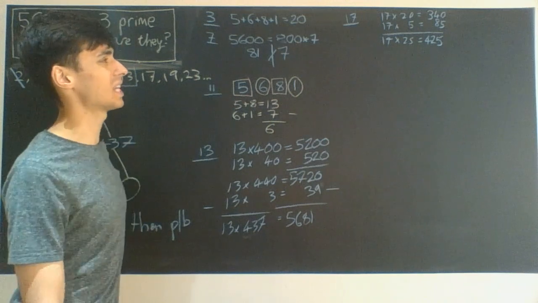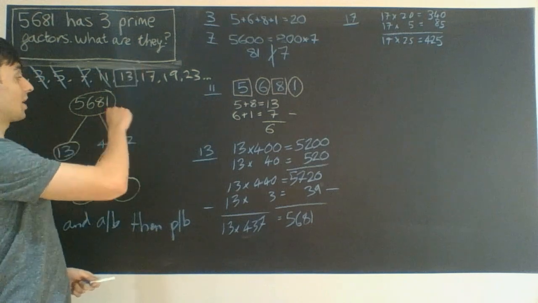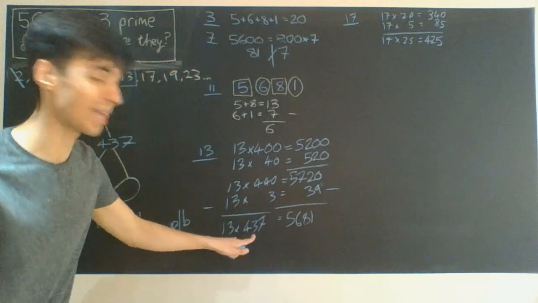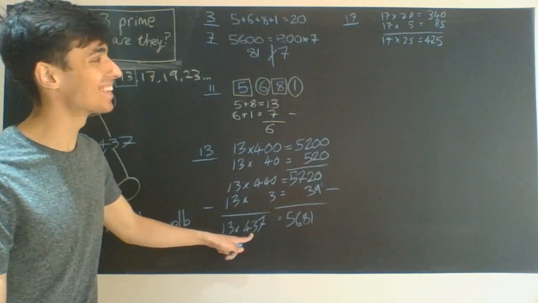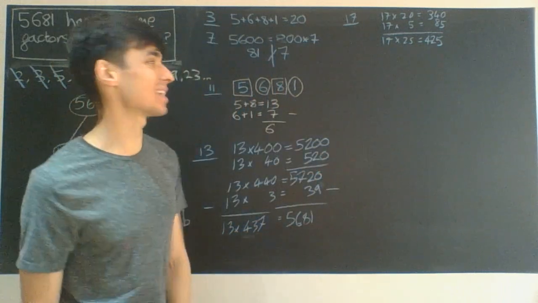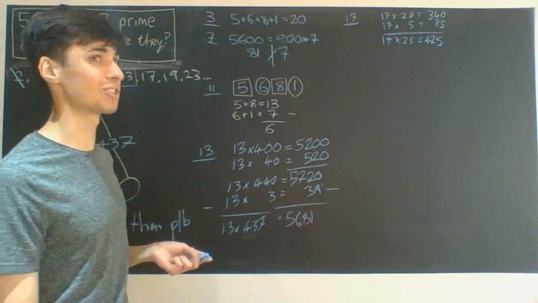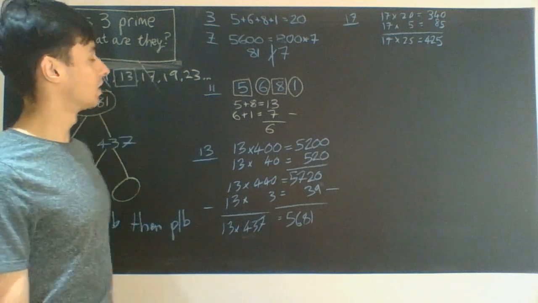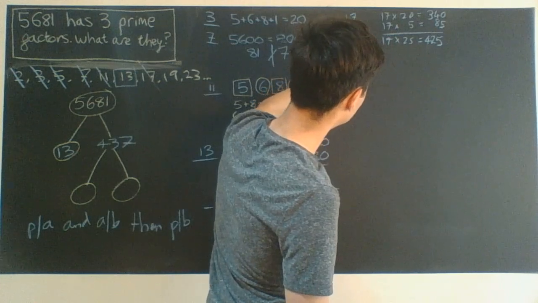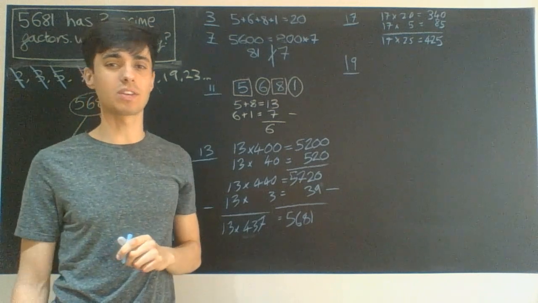Well, if we know that 17 times 25 is 425, and we're looking for 437, there's no way that, because the difference is only 12 between these two, there's no way 17 can go into 437. So we can get rid of 17 as a potential divisor as well. Moving on to 19 then. Hmm. 19 going into 437.